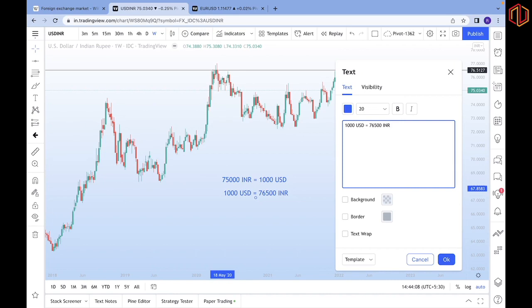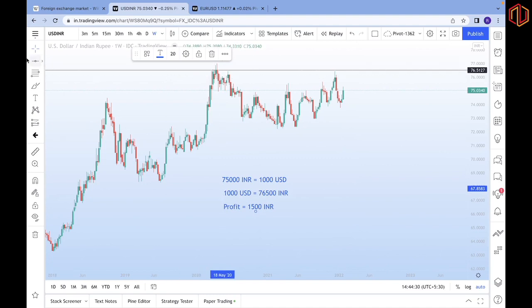So what happened in this particular transaction? We made a profit of 1,500 INR. It could have been a loss as well, but in this case, the price has gone up in our favor. So we made a profit of 1,500 INR.